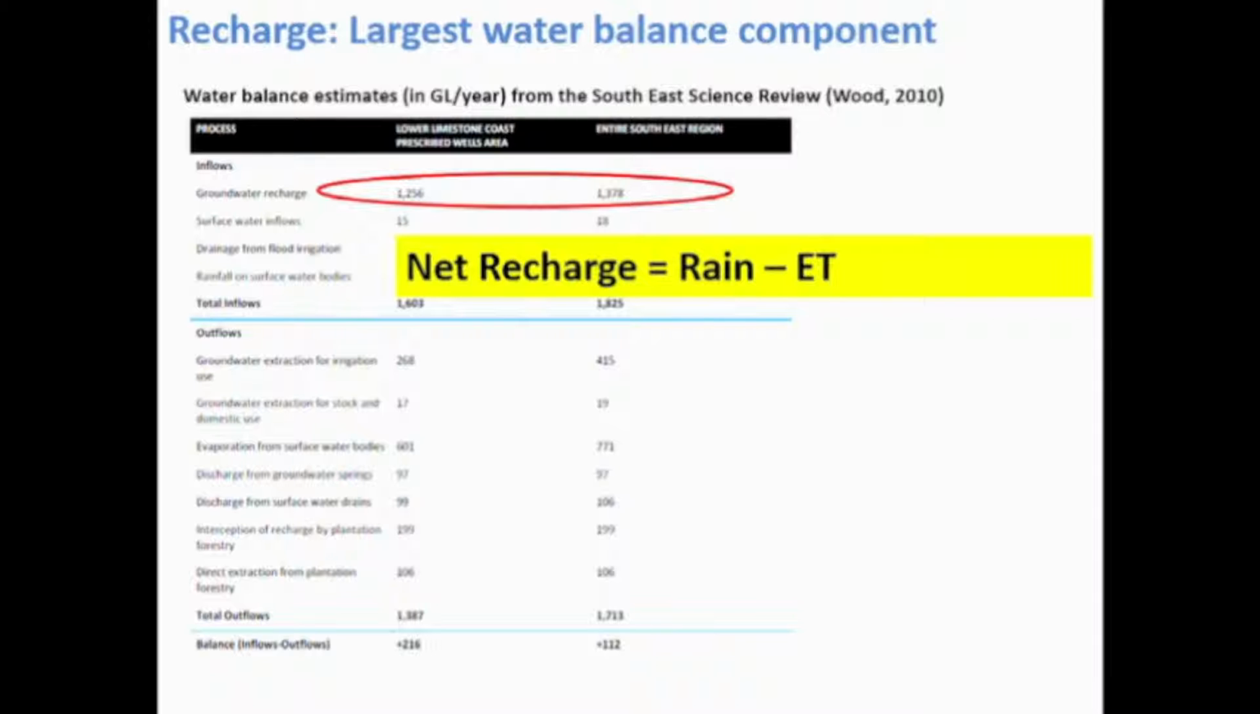Here, recharge actually means net recharge. So it's rainfall minus evapotranspiration, or ET for short. And while rainfall is quite well constrained by direct measurement, ET isn't. And in the southeast, ET is very large because we have shallow water tables.